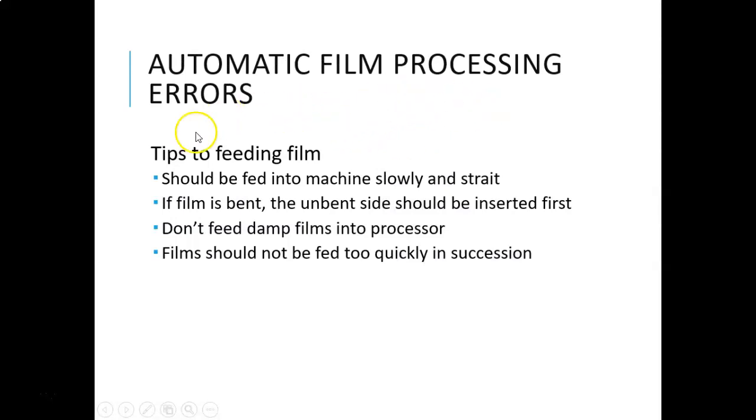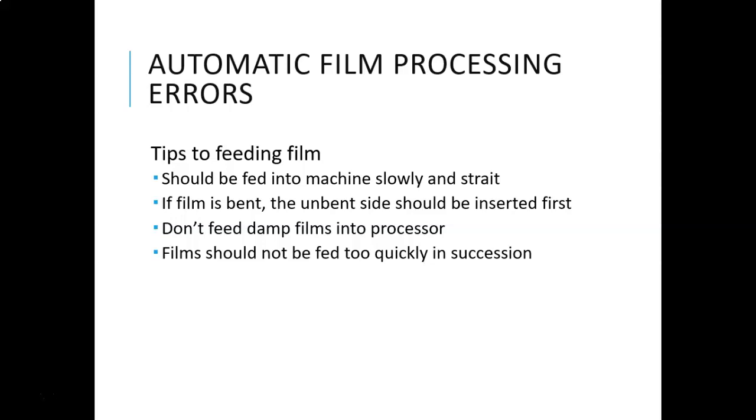Okay, automatic film processing errors, tips for feeding in the film. So when you're standing there in the darkroom in front of an AT2000 or whatever machine, developing machine, developing X-ray thing, you basically just want to make sure that you're feeding them in nice and straight and that you're going slowly. You can kind of feel them gradually going in. And usually there's a light indicator that gives you a go-ahead, like here's the light, you can feed the next one.